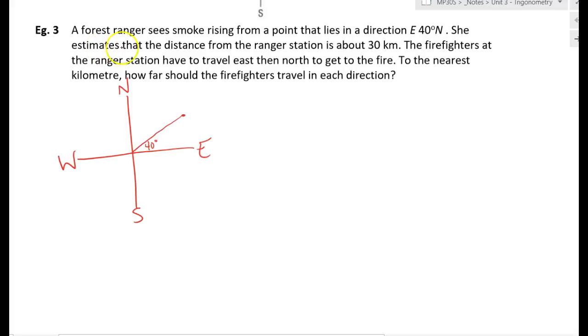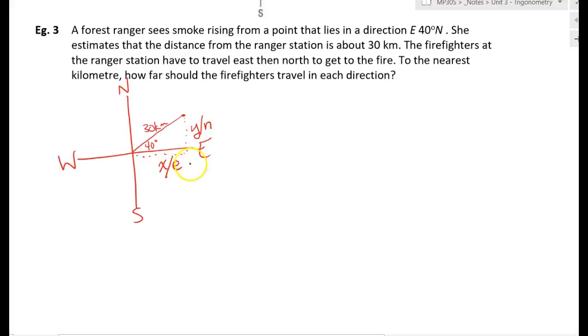Okay. She estimates that the distance from the ranger station is about 30 kilometers. Firefighters at the ranger station have to travel east, then north to get to the fire. So they have to go this way, then vertically up there. They can't go directly there. To the nearest kilometer, how far should the firefighters travel in each direction? So this is our X value and our Y value. You could also call it east and north if you want, just to help yourself out.